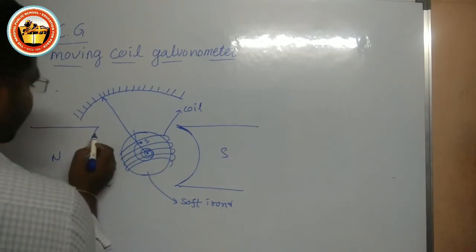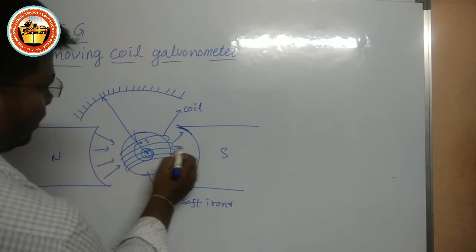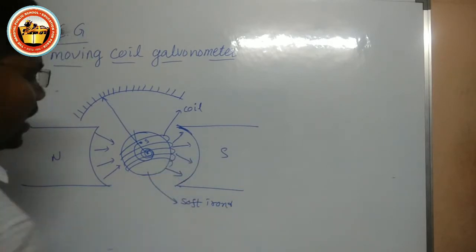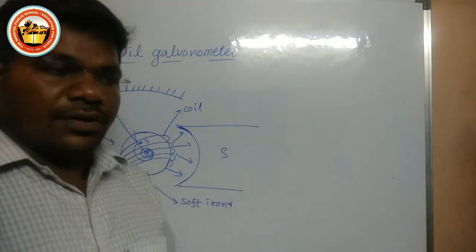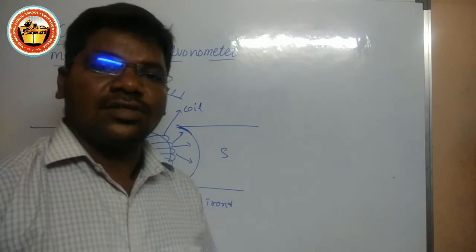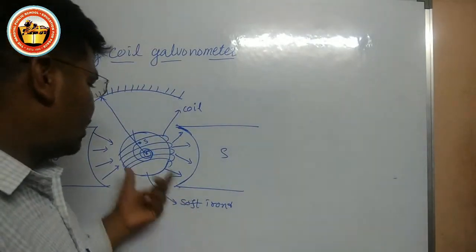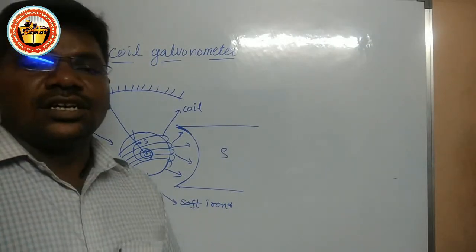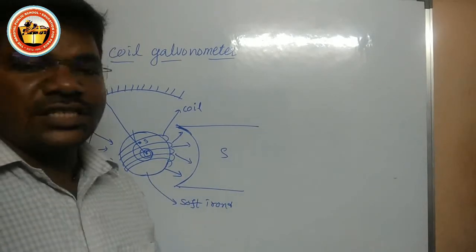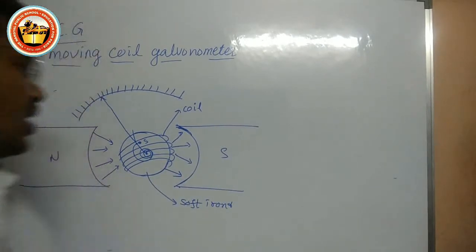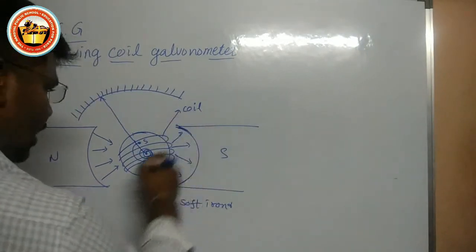So the magnetic field, we can say, is a radial magnetic field. Understand? This radial magnetic field is always parallel to the coil. We use a soft iron core for getting a strong magnetic field. The strength of the magnet produces a strong magnetic field. Understand? Okay, so in this coil the current is passing.